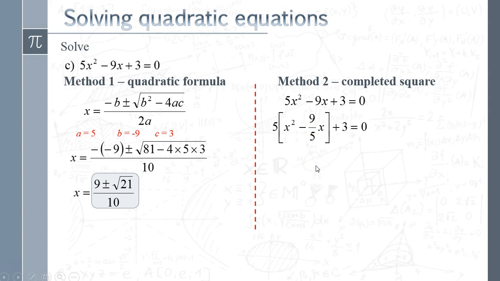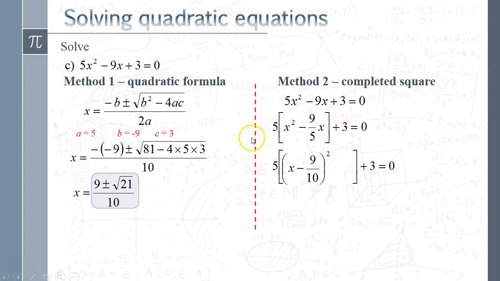And I've used a big square bracket because I know in a second I'm going to have another set of brackets inside there. And the key to it is making sure that when I do my completed square inside the square bracket here, I need half of this term here. And half of 9 over 5 is going to be 9 over 10. So, big old square bracket. There's my x minus 9 over 10 all squared.